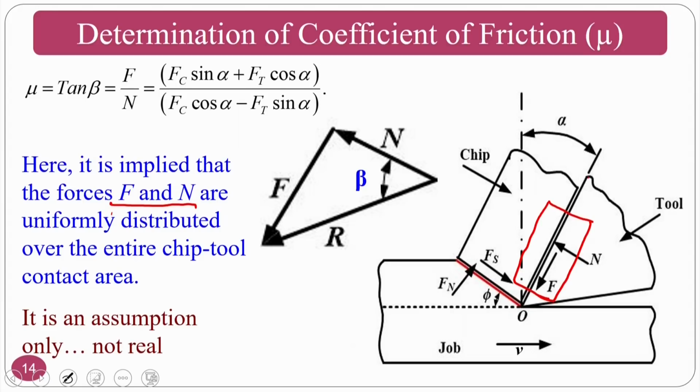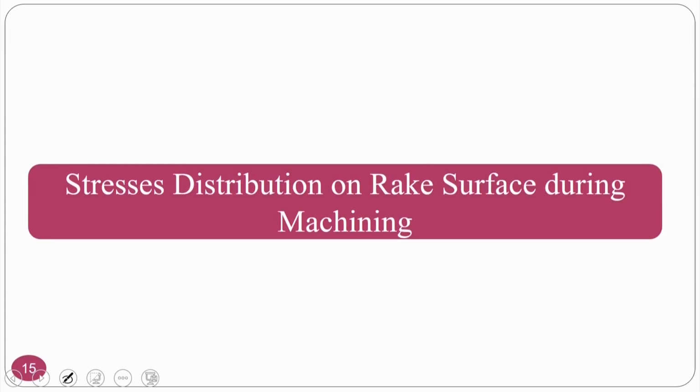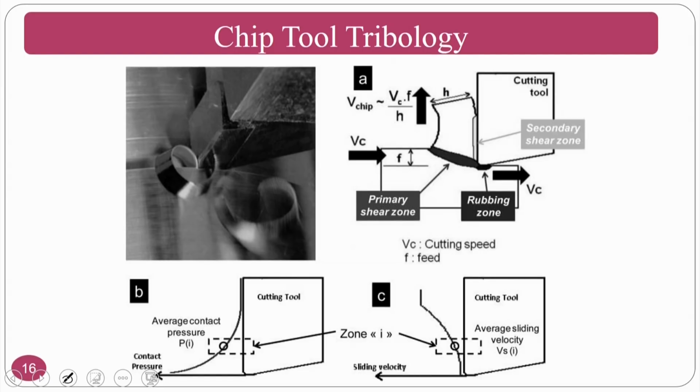Okay. So we will see why it is not so, in terms of stress distribution in metal cutting, because the sticking zone region stresses are different. I mean to say F and N in the sticking zone and F and N in the sliding zone are different. Okay. So this is the chip tool interface, this is the cutting tool, and the chip is coming here.